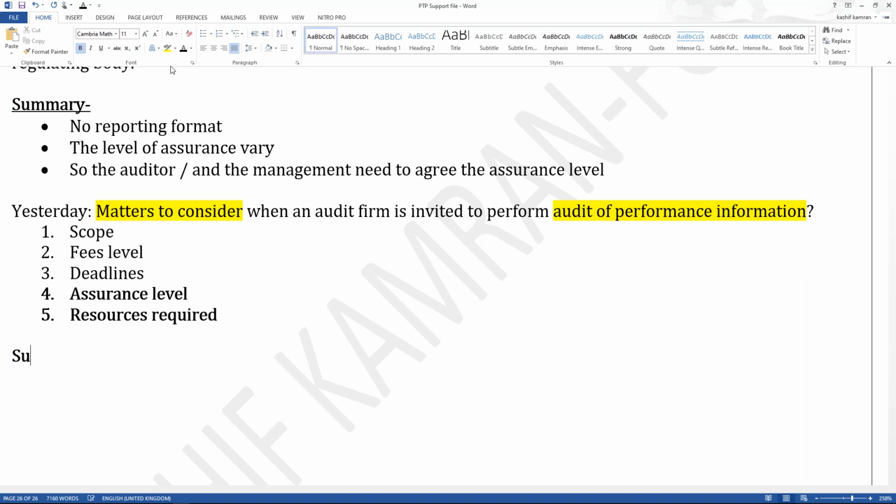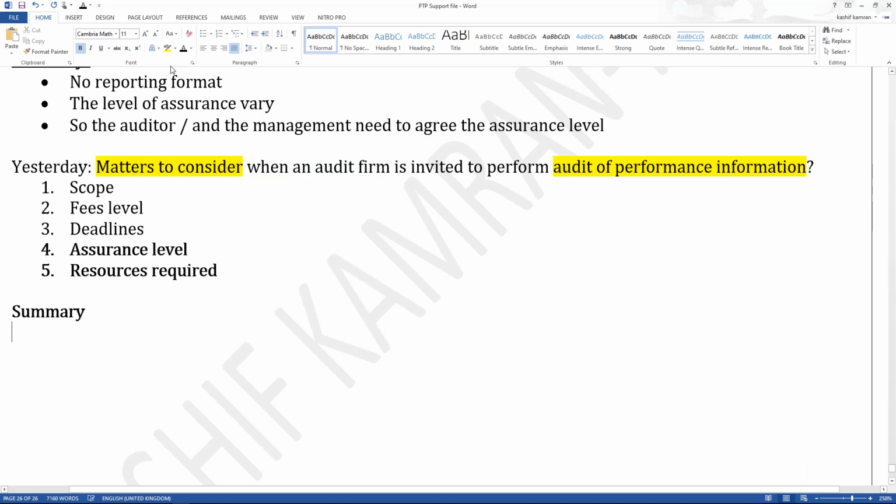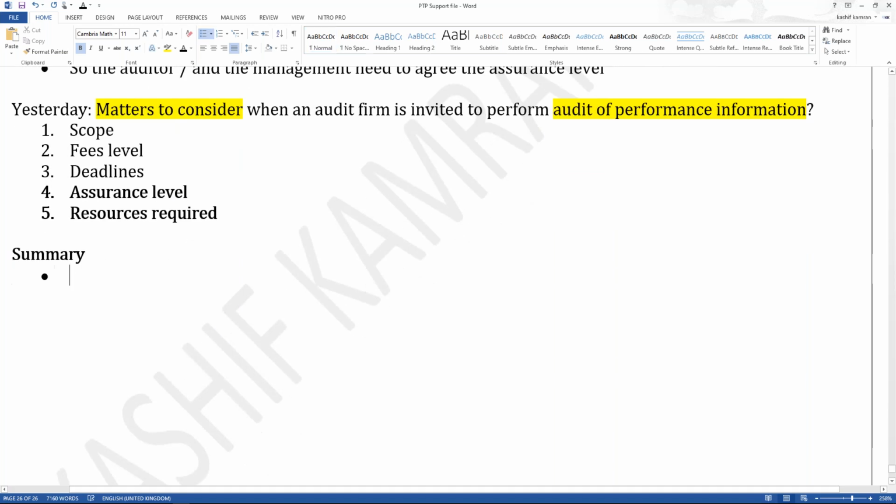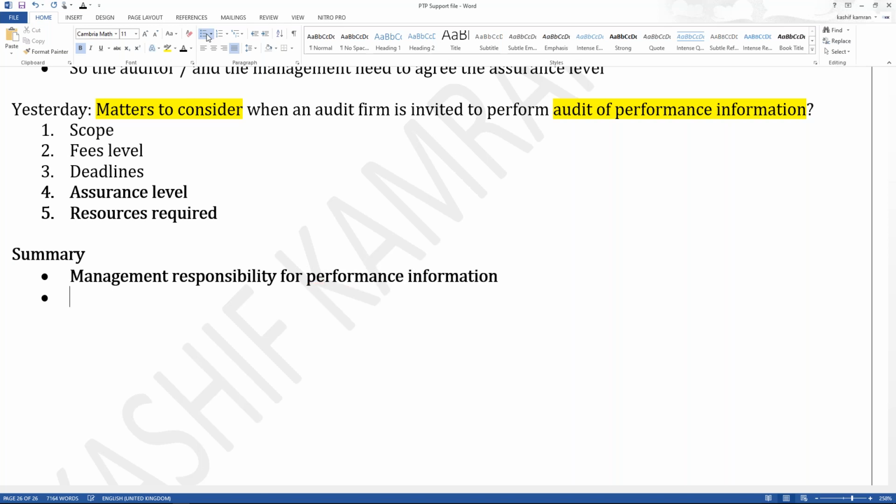Okay, the summary, and we're exiting, right? The summary of the whole discussion we had. Number 1, you should know the management responsibility for performance information. Who will give me quick answers? What is management responsibility for performance information? What do they do exactly? They set objectives and they report performance.